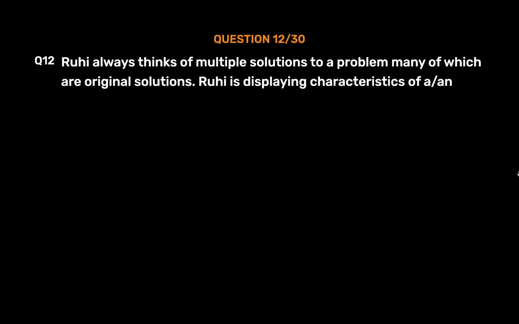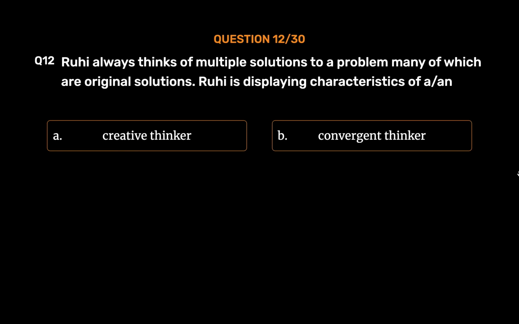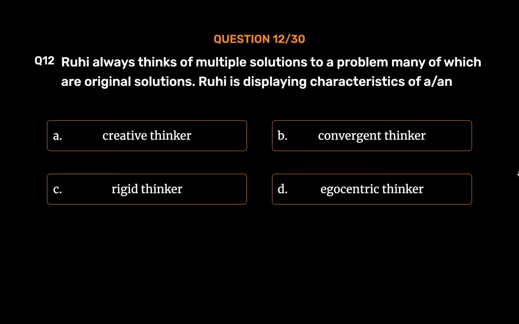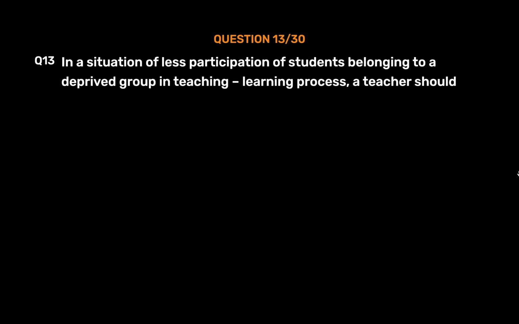Question number 12. Ruhi always thinks of multiple solutions to a problem, many of which are original solutions. Ruhi is displaying characteristics of a/an Option A. Creative thinker. Option B. Convergent thinker. Option C. Rigid thinker. Option D. Egocentric thinker. The correct answer is Option B. Convergent thinker.